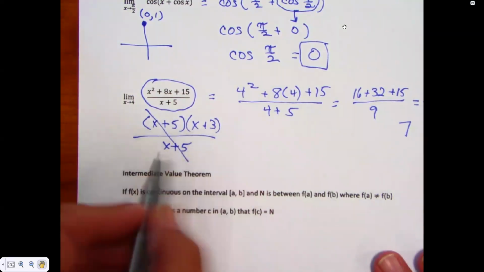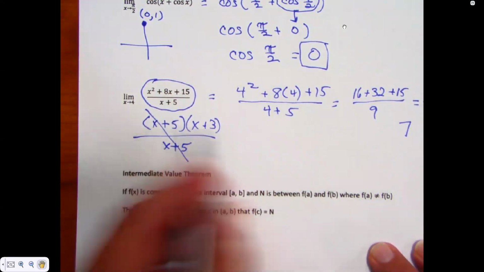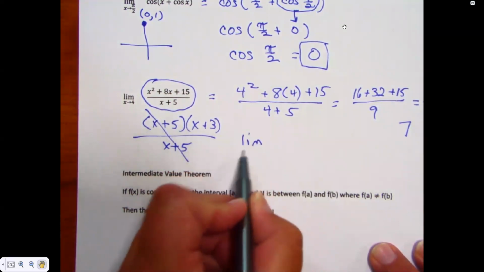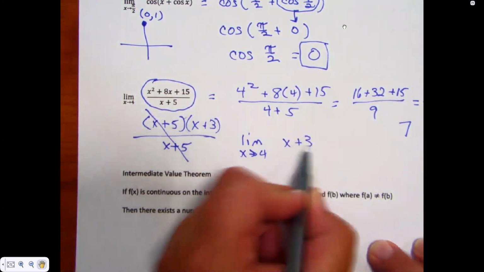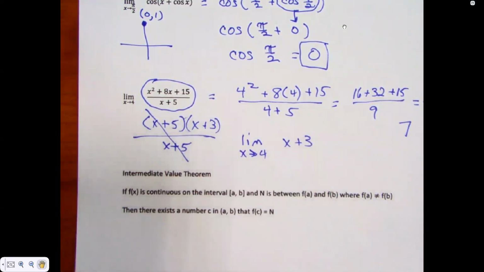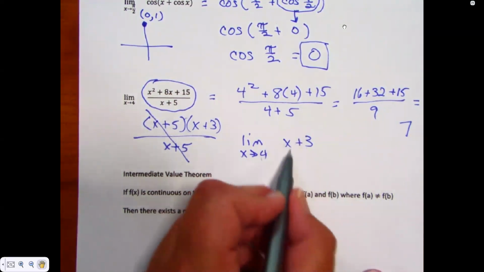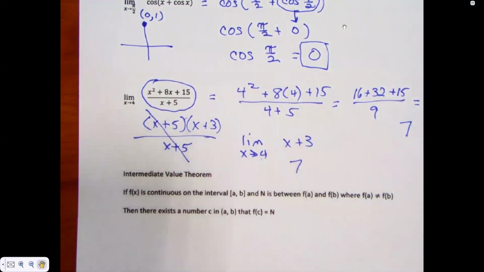I can still cross it out. We could rewrite it if we want though. I'm still doing the limit as x approaches 4. So now I just have this, x plus 3. So maybe now it's easier to see that, hey, it is in fact 100% continuous. What happens when I plug the 4 in? I do get 7.